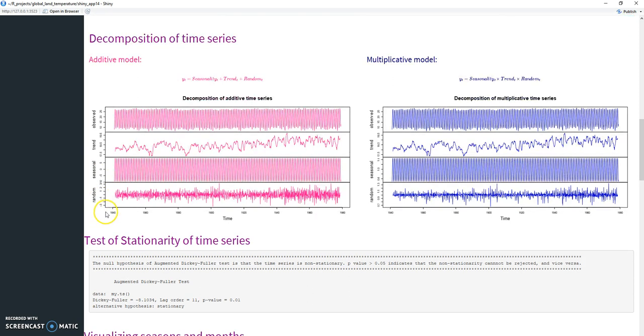So first, let's look at the randomness of these plots. For the additive model and the multiplicative model that you can see over here, they almost look similar to one another.